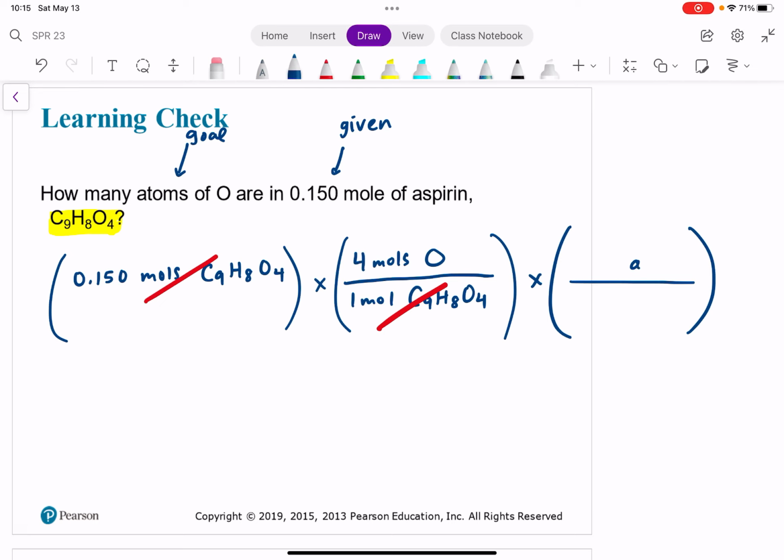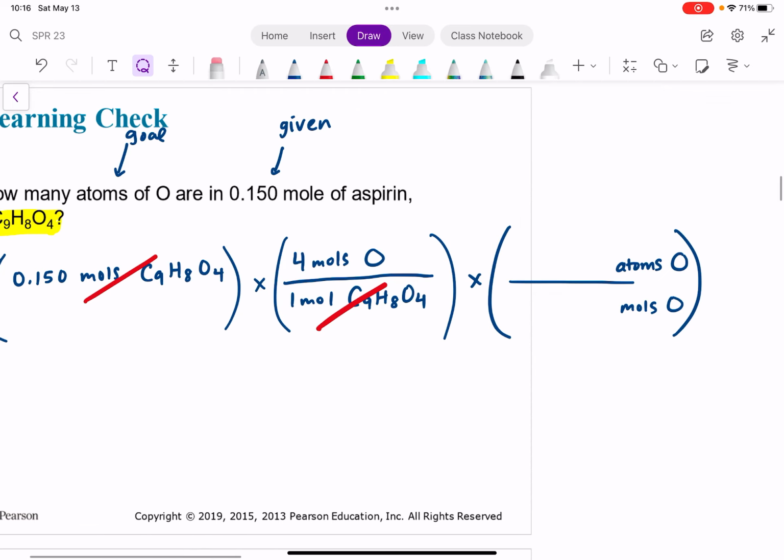We want to get to atoms of oxygen. So I'm going to go ahead and put atoms of oxygen on the top there. Now, what goes on the bottom to cancel out those moles? Yeah, moles of oxygen. Do we have something that links moles and atoms? Yeah, we do. It's Avogadro's number, right? So let's scoot that over a little bit. So Avogadro's number says that for 1 mole of oxygen, there are 6.022 times 10 to the 23rd atoms of oxygen. And now we can cancel out those moles.